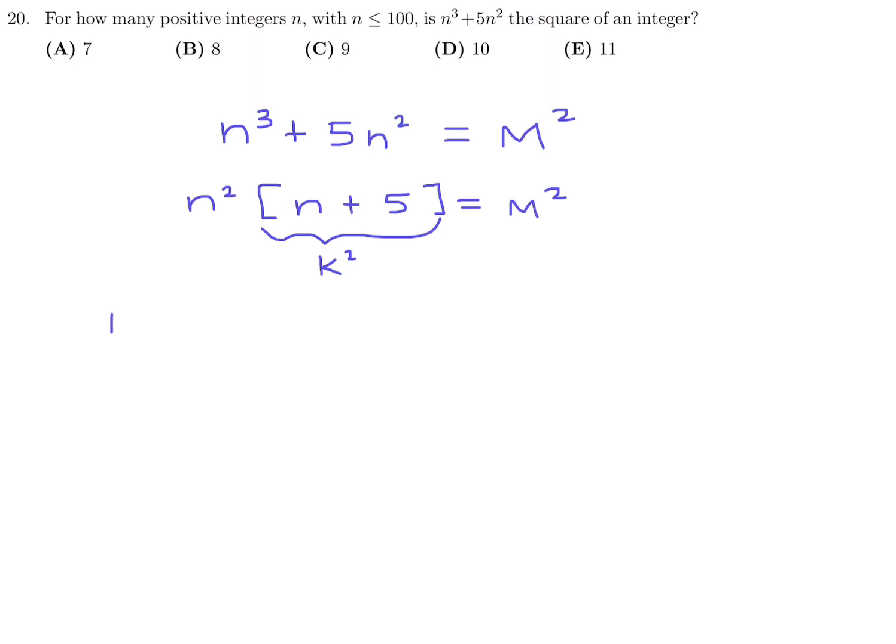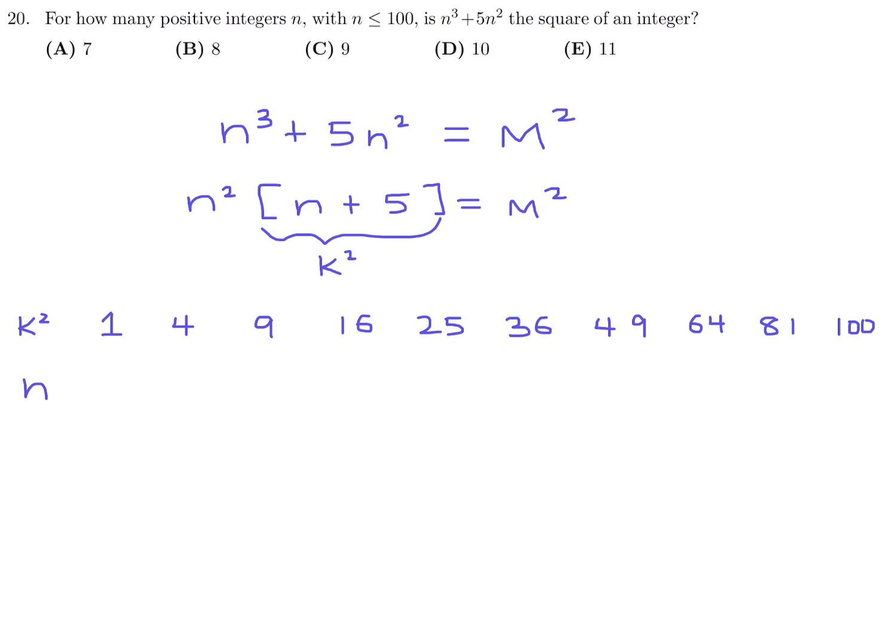Well, let's list those. We got 1, 4, 9, 16, 25, 36, 49, 64, 81, and 100, right? Those are the only perfect squares. So that means this is k squared, and we have to find the corresponding values of n.